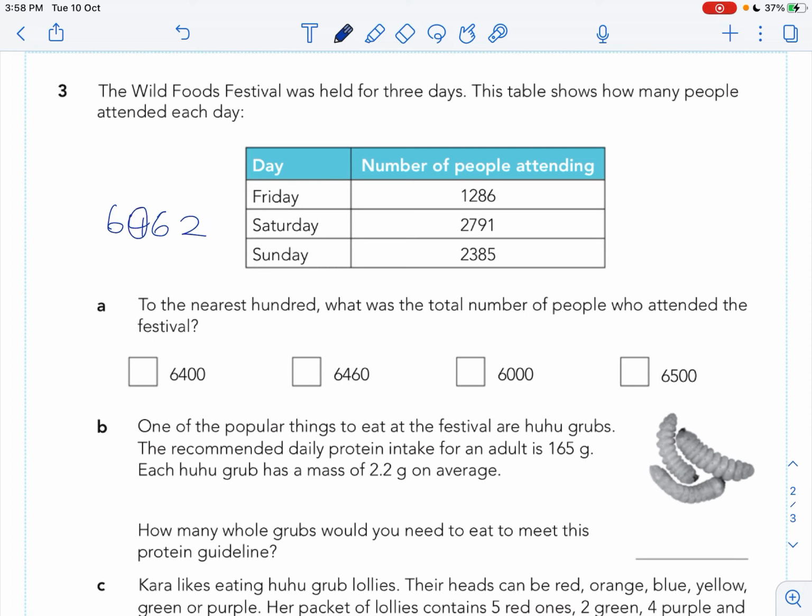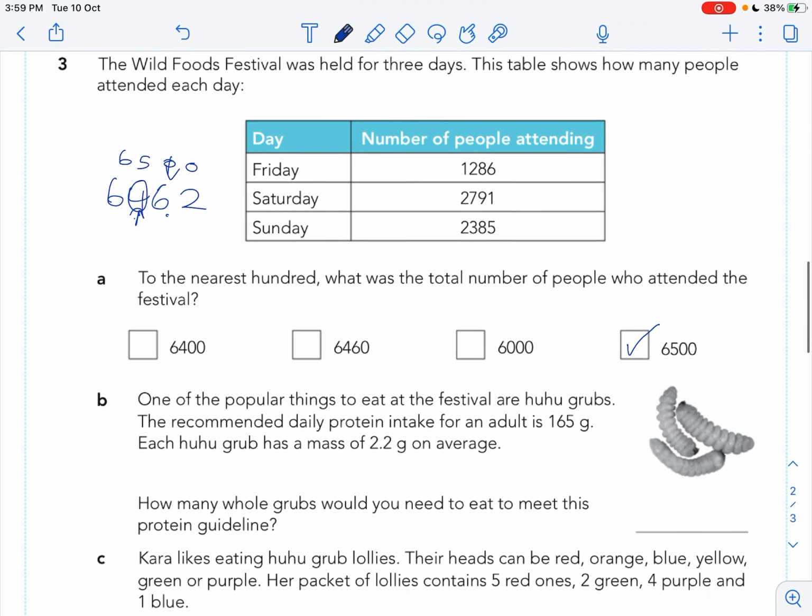So here's the hundreds column here. Okay. Now is that closer to 4 or 5? So look at the next number. Is a 6. Does a 6 bump it up or keep it the same? The 6 bumps that up, so the 4 becomes a 5. So it should be 6,500. Okay. So 6,462 is closer to 6,500.